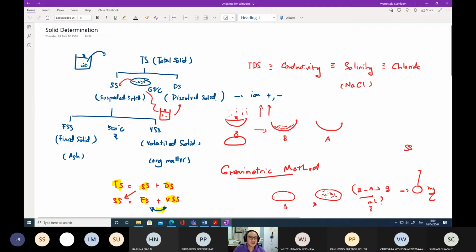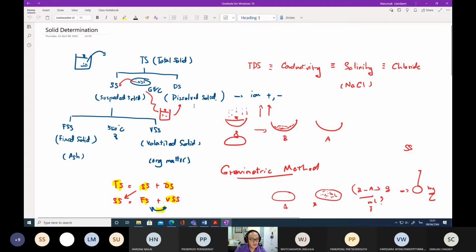For the suspended solids, we can just use the gravimetric method to measure the weight difference. We will talk about this again. For the dissolved solids, we just evaporate the water sample. Once all the water evaporates, crystals of salt will appear, and then we can compare the weight with the empty dish. The weight difference is actually the amount of the solids.